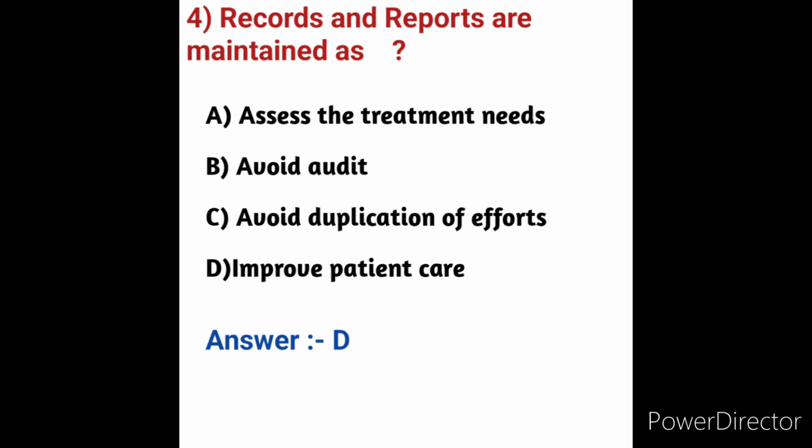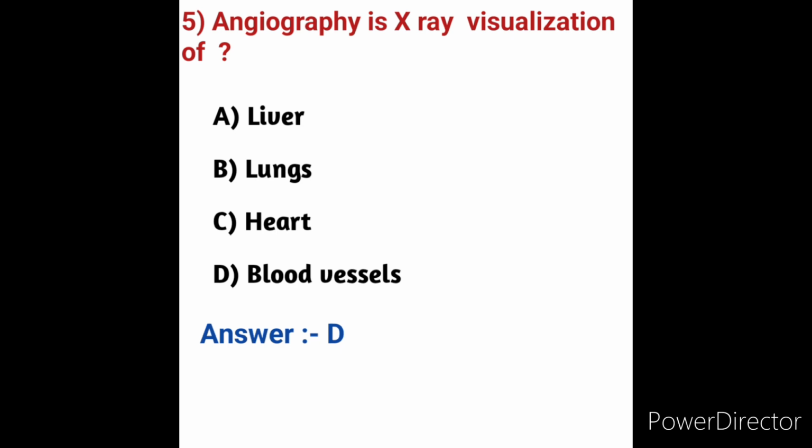Here, records and report books are maintained to improve patient care. Option D is the correct answer. Records and reports are maintained for the improvement of patient care. Next, move on to question number 5.